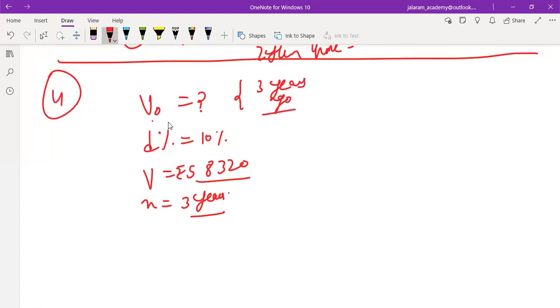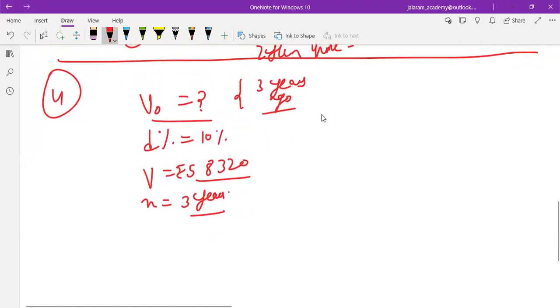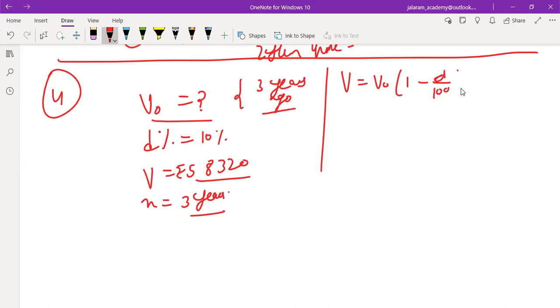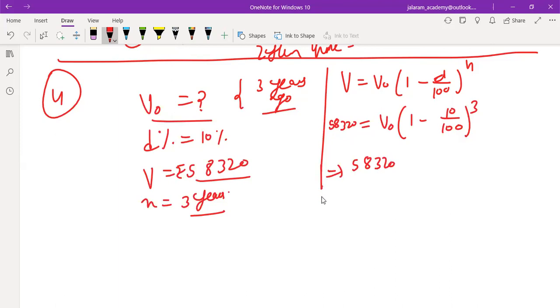Whenever the initial value is not given, we consider it to be V naught. Then use the formula V equals V naught into 1 minus depreciation percent by 100, whole to the power n. V is the present value of this machine, V naught is the value 3 years ago. Depreciation percent is 10 by 100, and the number of terms is 3. So 58,320 equals V naught into 9 by 10 into 9 by 10 into 9 by 10.